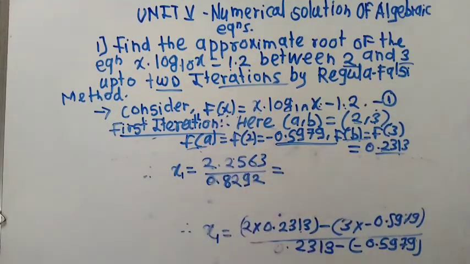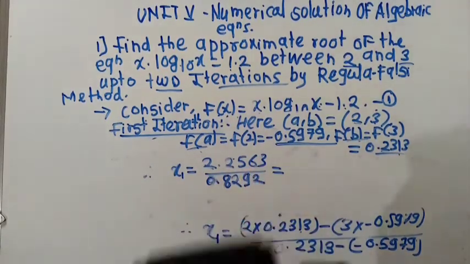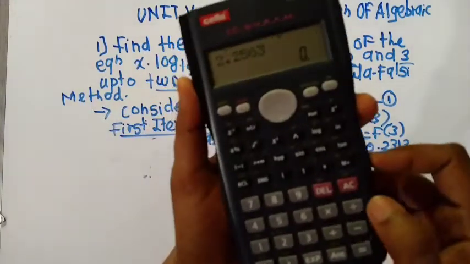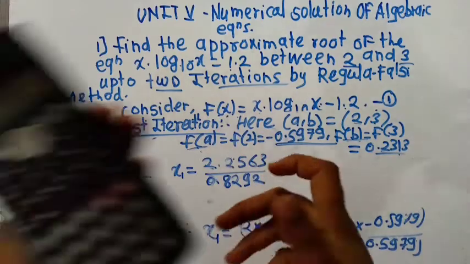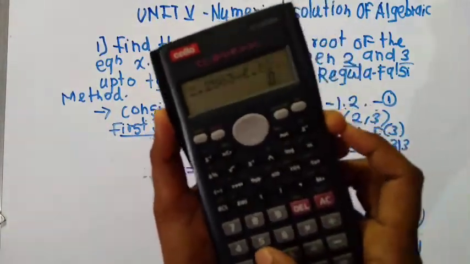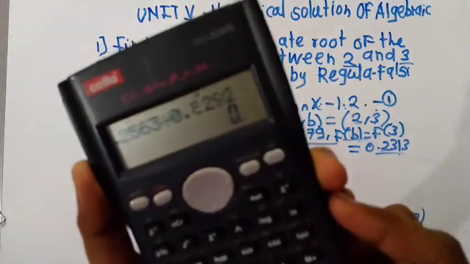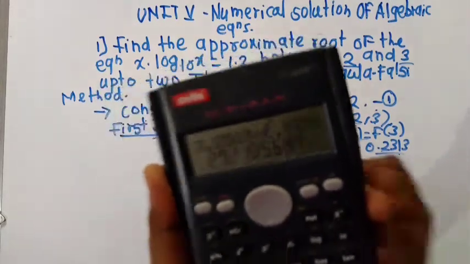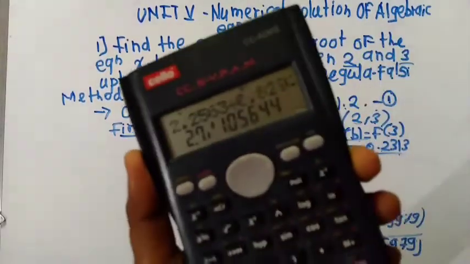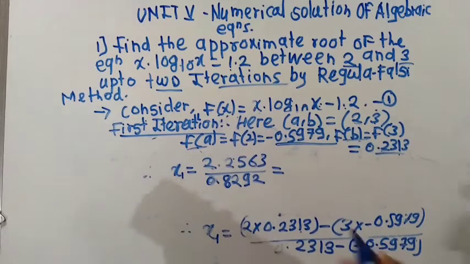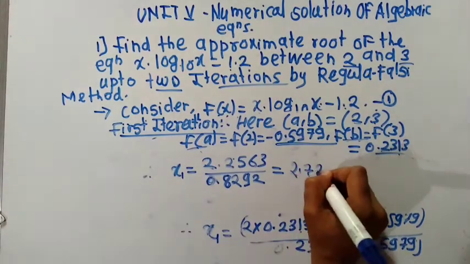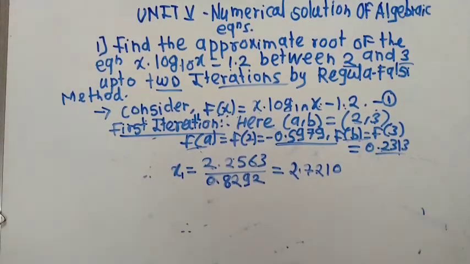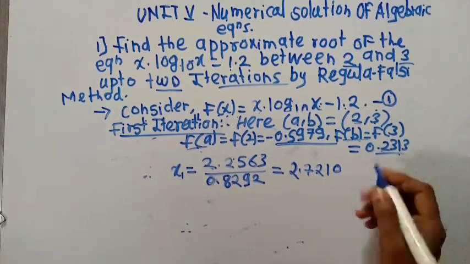Then find out this answer by scientific calculator. 2.2563 divided by 0.8292, which is equal to 2.7210. Write up to 4 decimals, 2.7210. So here x1 is equal to 2.7210.